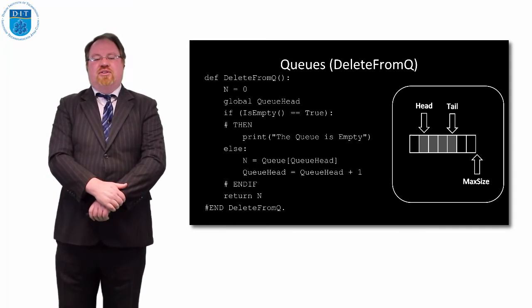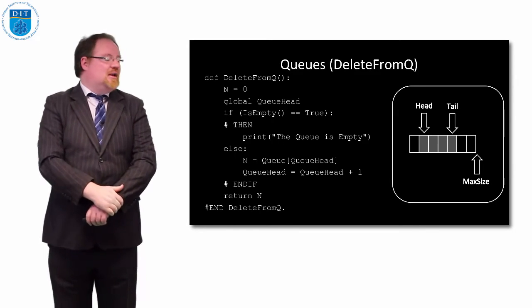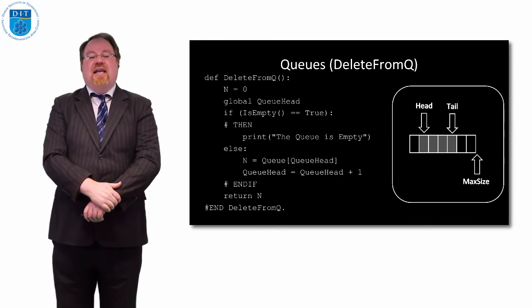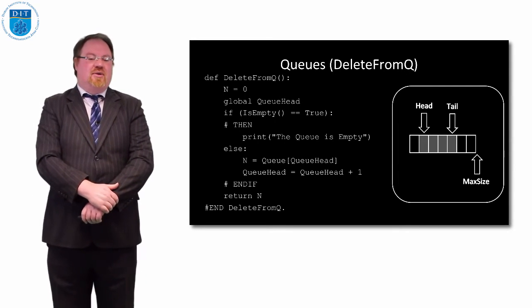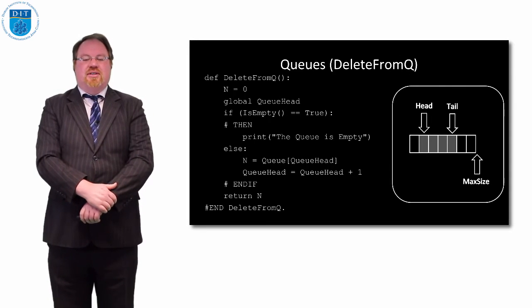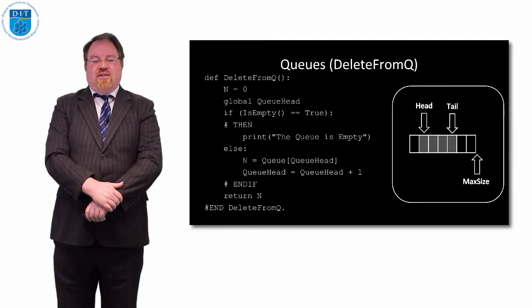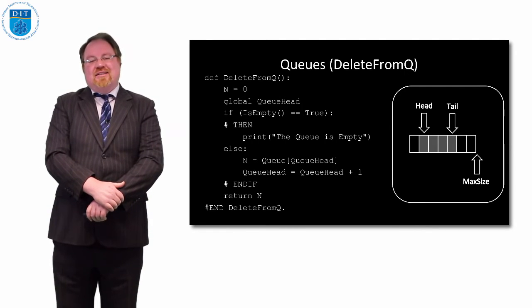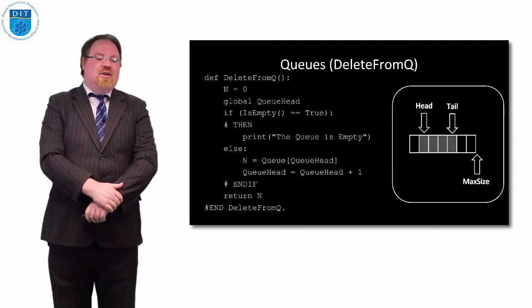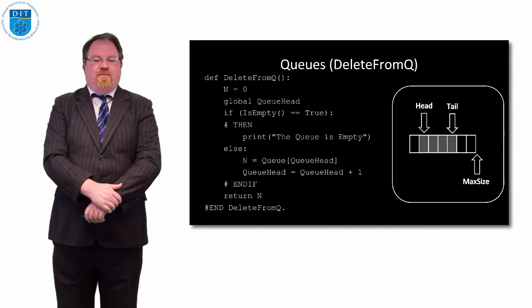How do we delete from the queue? Well, when we're deleting from the queue, we're messing with the variable QHead. So again, we say that's a global QHead. I want to tell everybody I'm messing with the variable QHead. If the queue is empty, then we can't delete from the queue, so we print out the queue is empty. Otherwise, whatever value is at the front of the queue at the moment, we write that into the variable n, and then we add 1 to QHead, and then we return the value n.